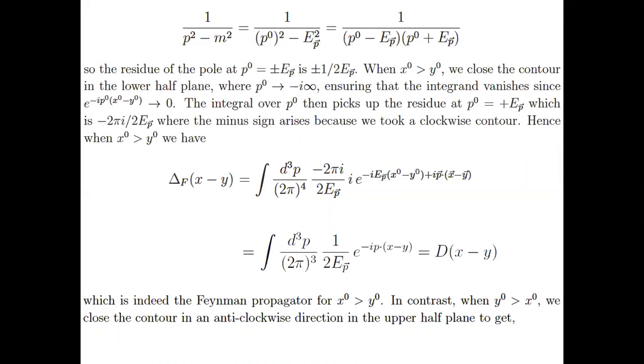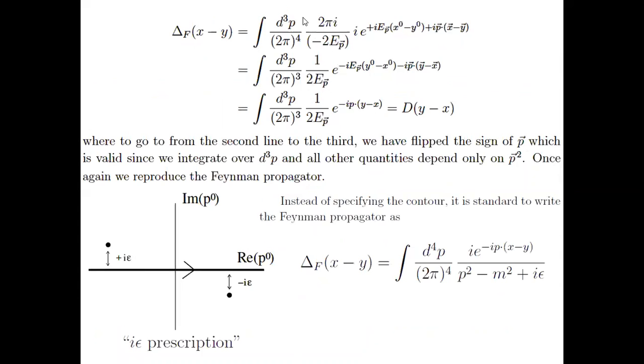So this is the residue of the contour integral. If we put the residue here while doing the dp naught integral, then we get something like this. So this 2 pi cancels out, and this minus 1 becomes plus 1, so we get this. So my claim is justified. So I get back D of x minus y. Similarly, if y naught is greater than x naught, we close the contour in the upper half plane in the anti-clockwise direction, and if we take the residues and do the calculation, we get D of y minus x. So my claim is justified.